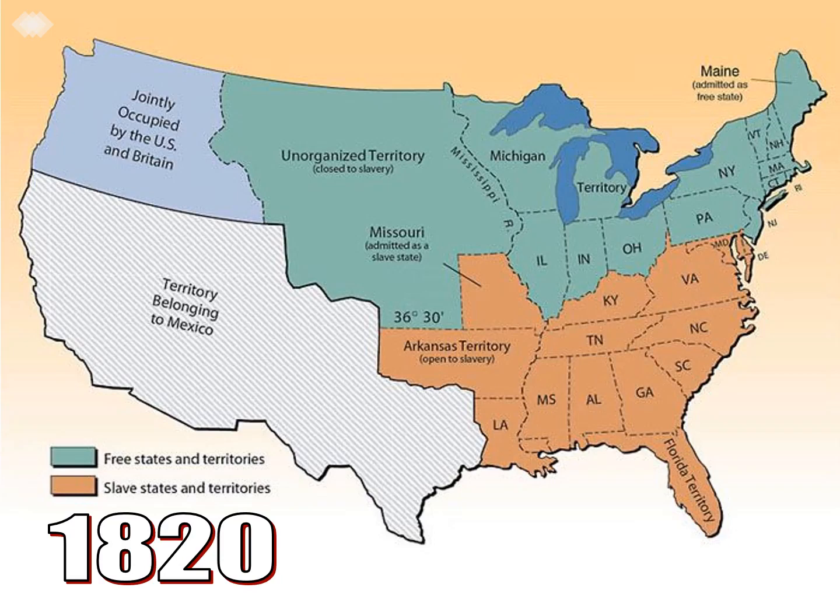And they drew a line in the sand, 36°30′, stopping at what was then the newly independent country of Mexico. And they said anything north of this line, with the exception of Missouri, of course, any state that forms shall be a free state. And anything south of this line shall be a slave state. And as you can tell, this didn't give much room for expansion to the south.